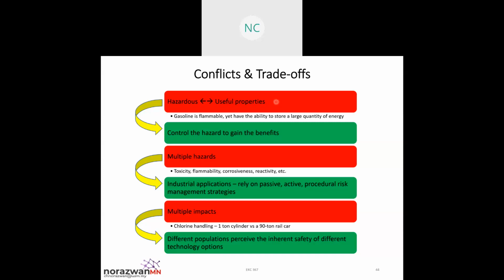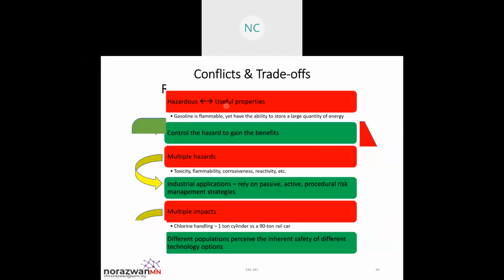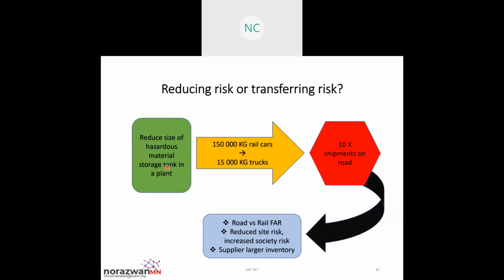Everything that you choose must be justified. So your justification will involve these conflicts and trade-offs. The example for the previous conflict and trade-off is when you try to reduce the size of a hazardous material storage tank in a plant. Okay, this is the scenario. You try to reduce the size of the hazardous material storage tank.